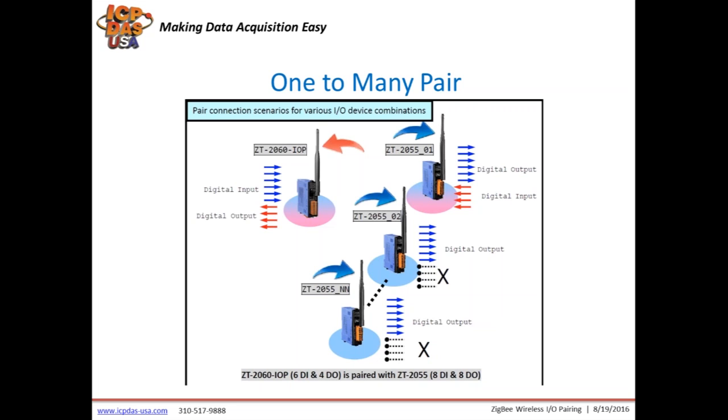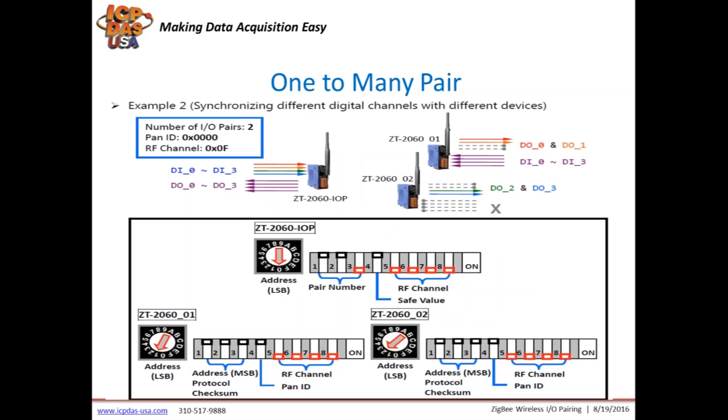Here's an example of how the previous application would be configured using the dip switch and rotary switches. Note that each individual IOP module has an address of 1, but the Zigbee IO modules must have their own unique address. So therefore in the picture, 1 and 2, and the RF channel and PAN ID must match that of the host or IOP module.